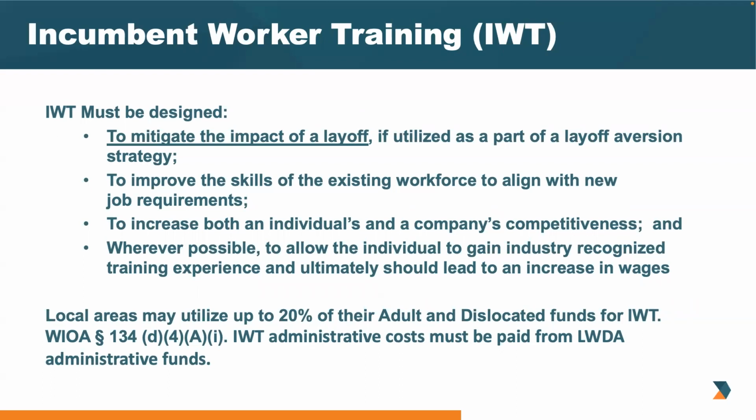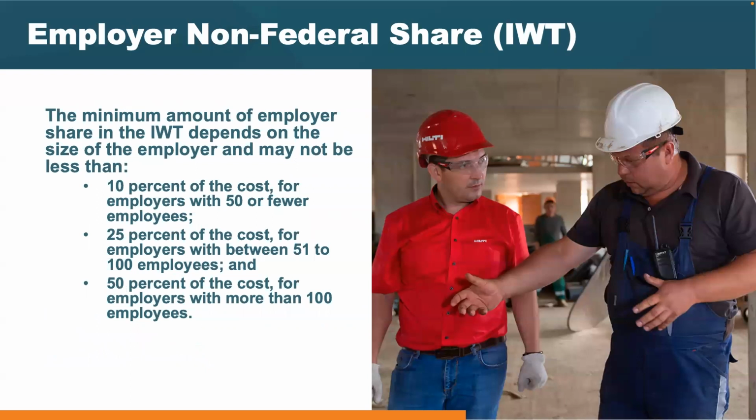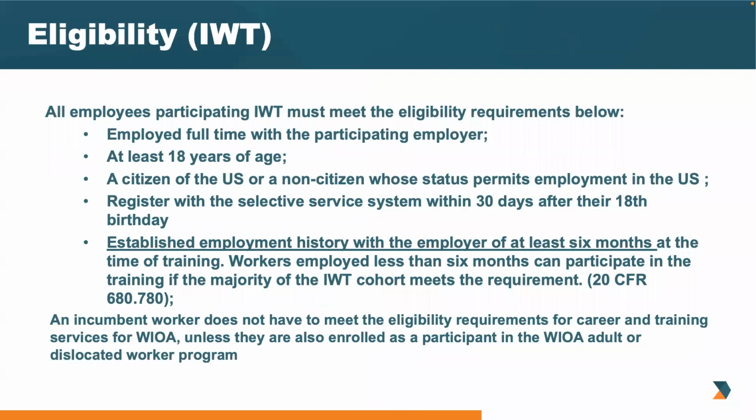Administrative costs, such as staff costs, must be paid from the LWDA administrative funds. Employers are required to pay the non-federal share of the cost of providing IWT. The minimum amount of employer share depends on the size of an employer and may not be less than 10% of the cost for employers with 50 or fewer employees, 25% of the cost for 51 to 100 employees, and 50% for employers with more than 100 employees.